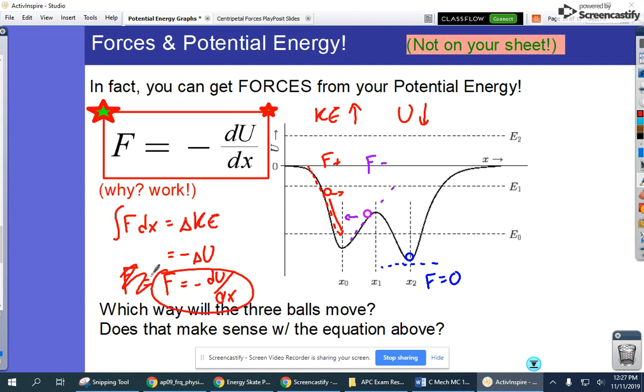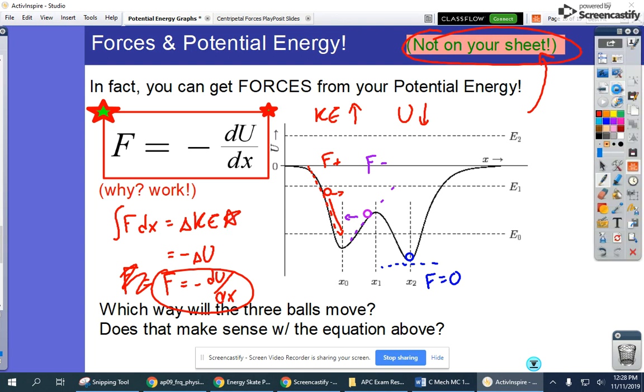This is really just saying that if I'm doing work on an object and the kinetic energy is going up, that energy is coming from somewhere, and my potential energy is going down. So F equals negative dU/dx. And this is an important equation. It doesn't come up that much, but it will come up at least once on your exam. And the important thing is, this is one of the first important equations that we get that is not on your formula sheet. I mean, the work equation is, but F equals negative dU/dx is nowhere on your equation sheet.